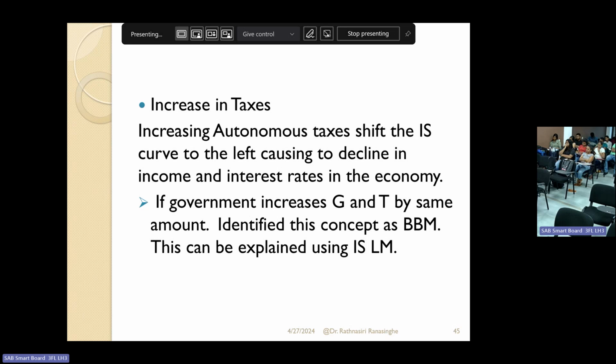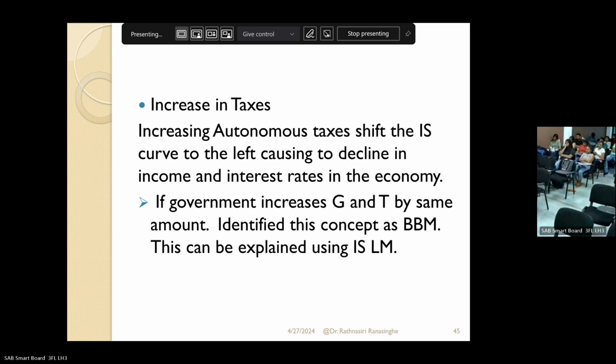Is there any impact on budget? There is no impact on budget. There is no budget deficit or surplus. Delta B is equal to 0, because with a 100 million increase in government expenditure, taxes also increased by 100 million. Expenditure equals revenue, so there will be no change in the budget. That's why you call it the balanced budget multiplier.